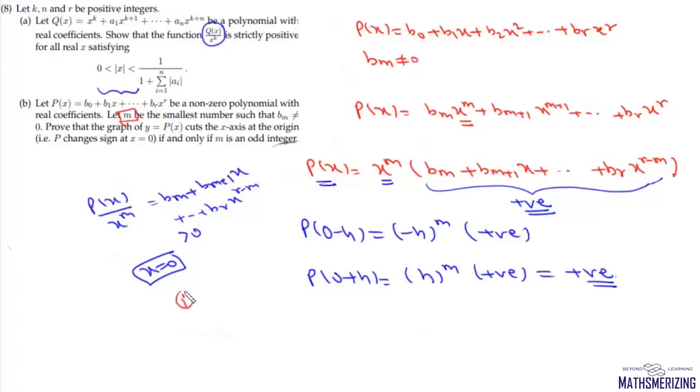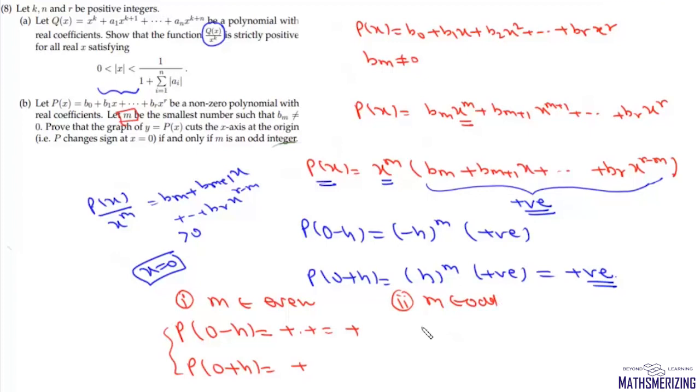Now we'll take the first case when m is an even number. So if m is an even number, then in that case p of 0 minus h will be minus h to some even power, which is positive, so it will be plus into plus, so it will be plus, and then p of 0 plus h will also be positive. So there is no sign change at x equals 0. So this graph does not cross the x-axis at the origin if the value of m is even.